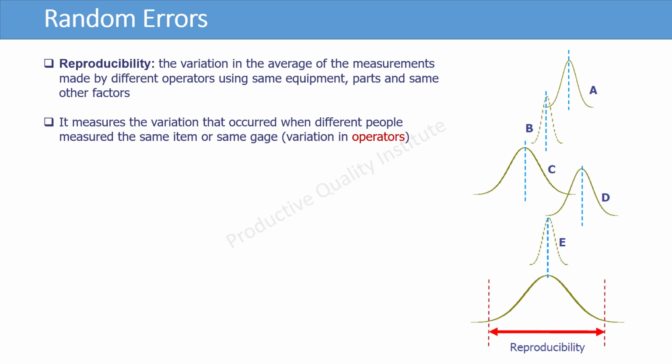Reproducibility is the variation in the average of the measurements made by different operators using the same equipment, same parts, and same other factors. It measures the variation that occurs when different people measure the same item with the same gauge. The variation in operators. Reproducibility is the precision under reproducible conditions.